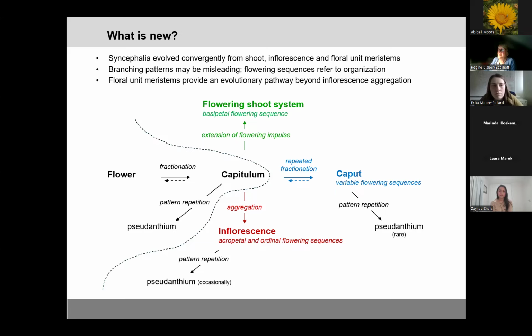that Syncephalia can arise from different meristems, and that we have some hidden convergencies among the diversity. And this is especially important for evolutionary studies aiming to reconstruct character evolution. Then you must know what the character is.